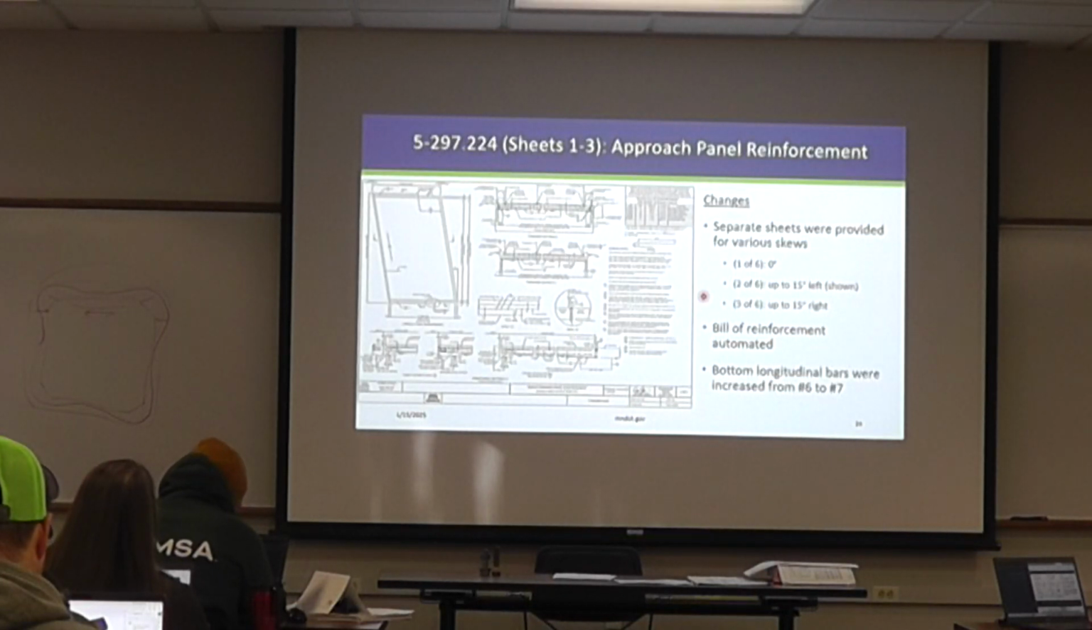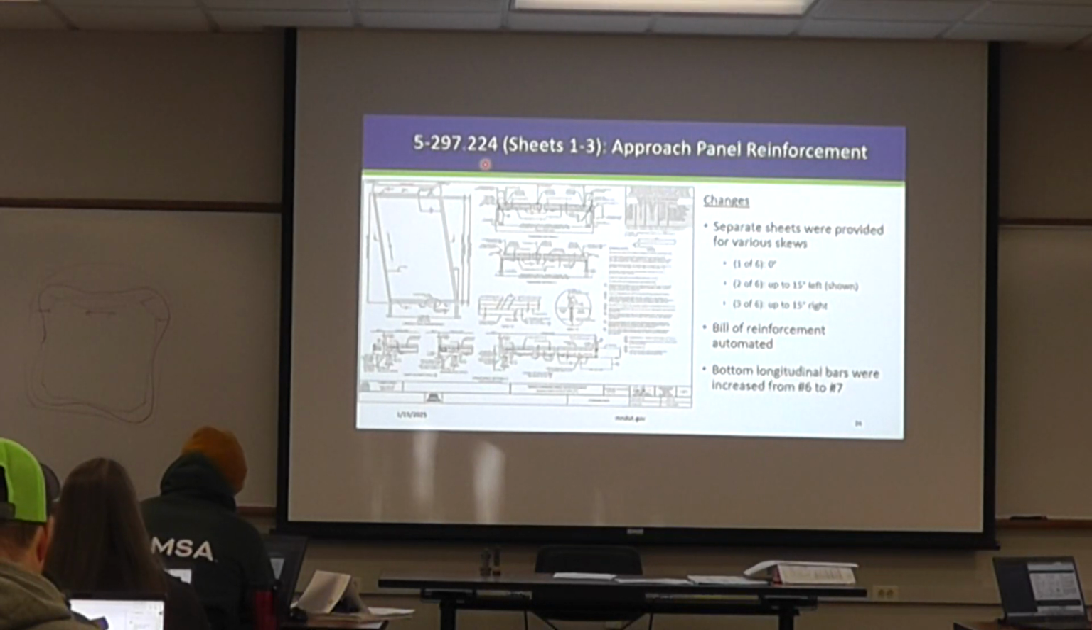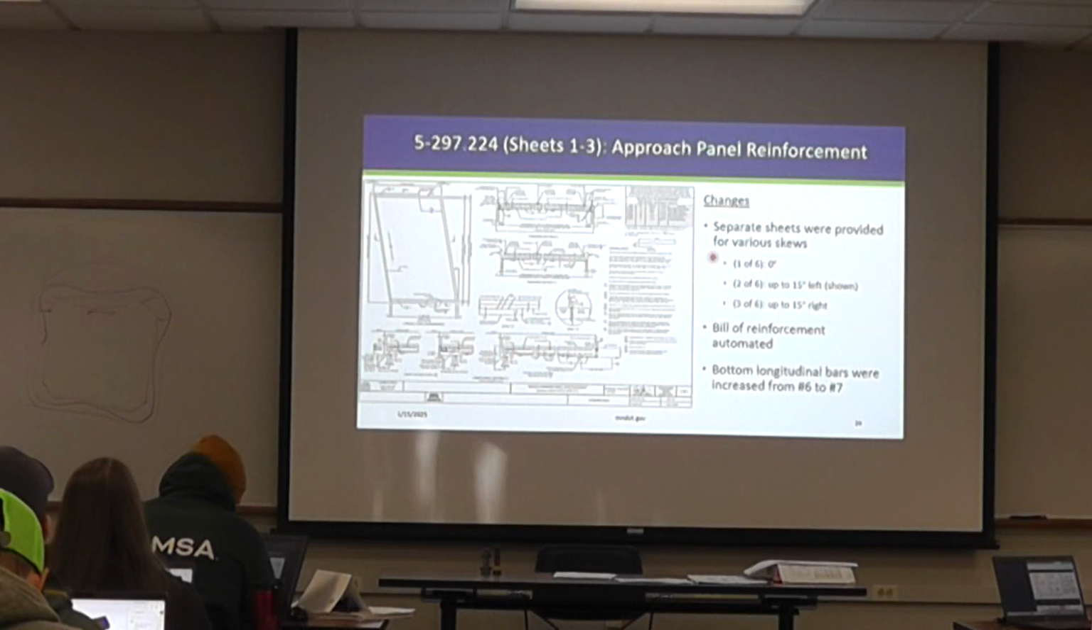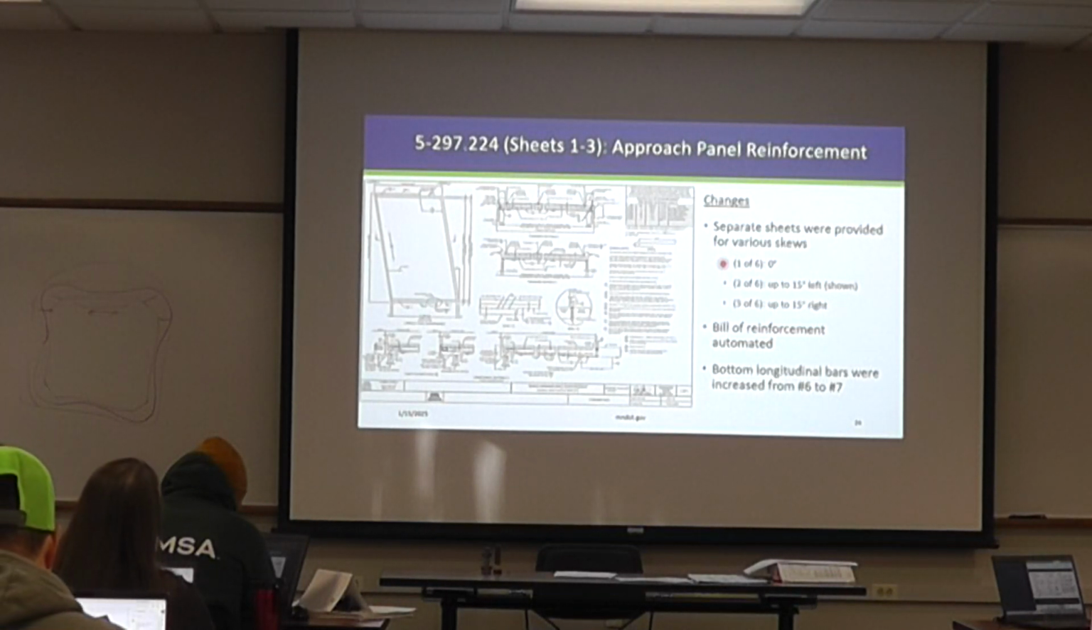All right, so the next set of sheets is this 224 details, and that is the approach panel reinforcement. So we show the plan view and the sections view here. We do have separate sheets provided for these various skews. So one of them is for the 0 degree skew. We have that shown uniquely, so they should be plugging that into their plans for that project, saying this is my reinforcement.